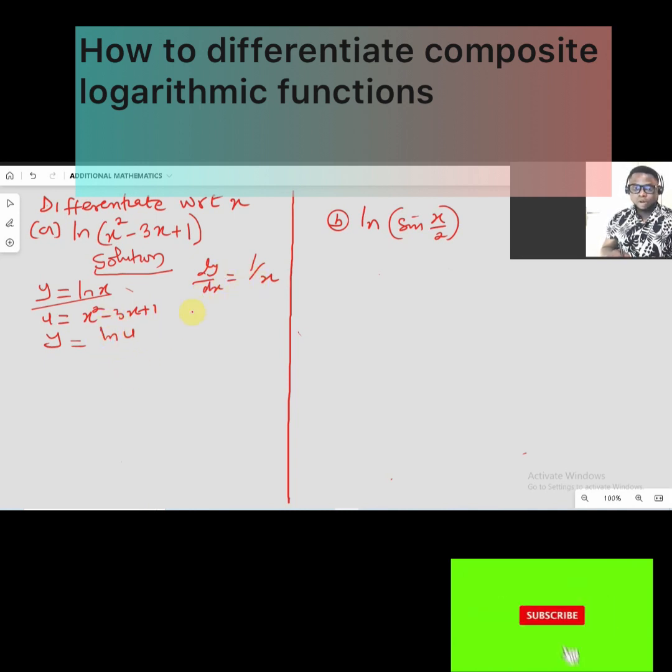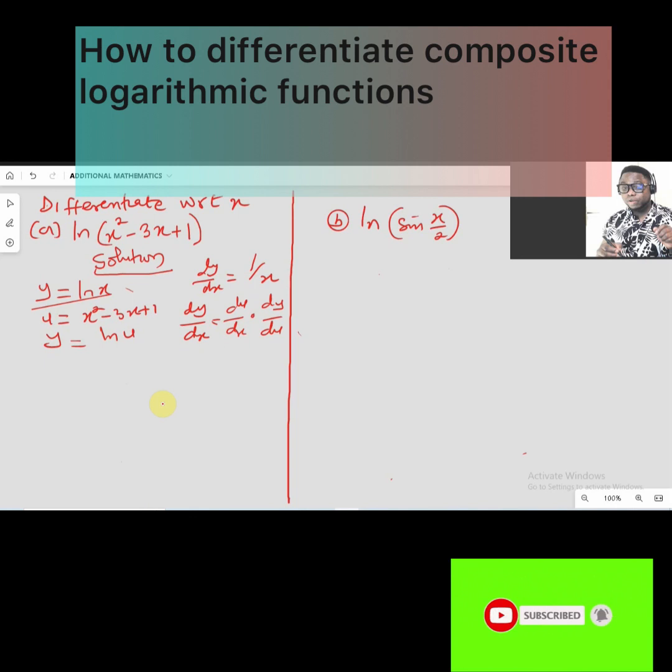So for me to get the answer, I'm going to apply the law of composite function. You know that the law says dy over dx is equal to du over dx times dy over du. That's the law, depending on how many functions you have. So what I need to do is to differentiate u with respect to x, and also differentiate y with respect to u, and multiply. That will give me the value of dy over dx.